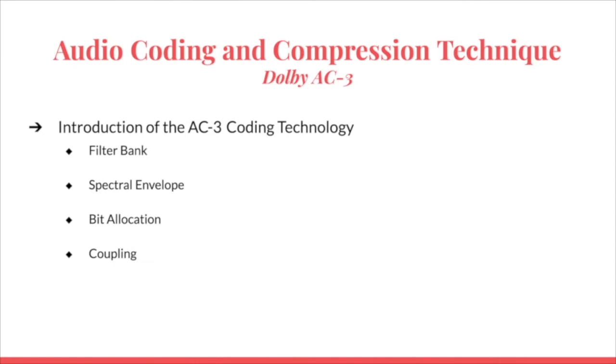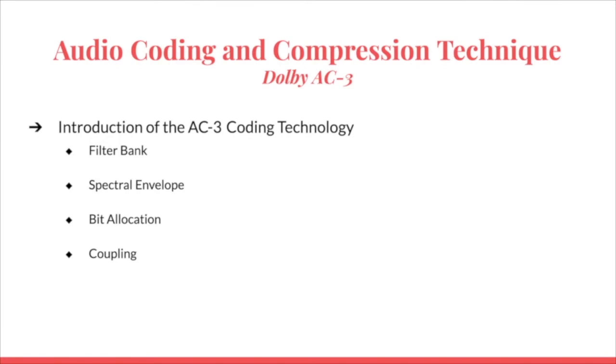After the introduction of Dolby AC3, now we're going to introduce AC3 coding technology. AC3 is a frequency domain coder which takes advantage of the phenomenon of psychoacoustic masking. The time domain input signal is transformed into the frequency domain, and the frequency domain coefficients are adaptively quantized. The first technique is the filter bank. In signal processing, a filter bank is an array of bandpass filters that separates the input signal into multiple components, each one carrying a frequency subband of the original signal.